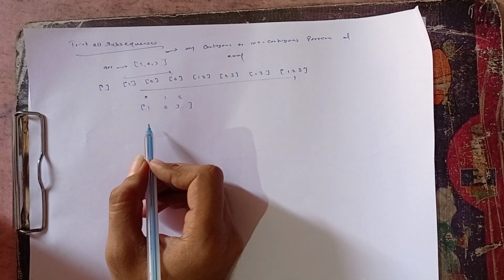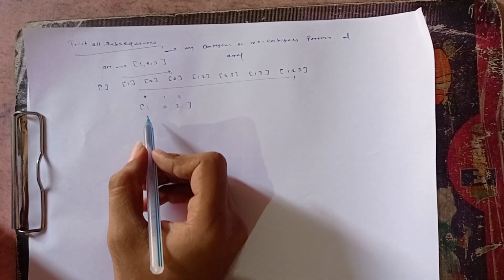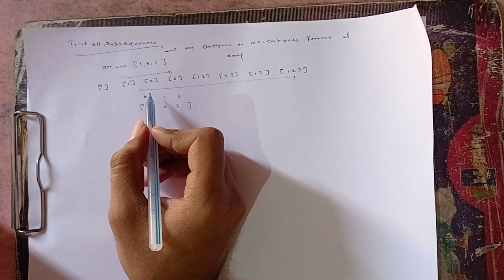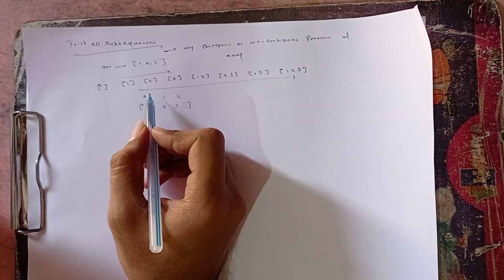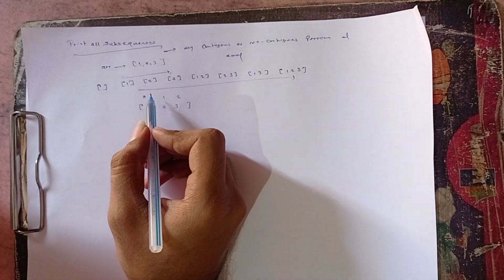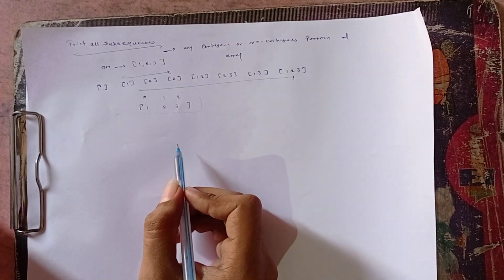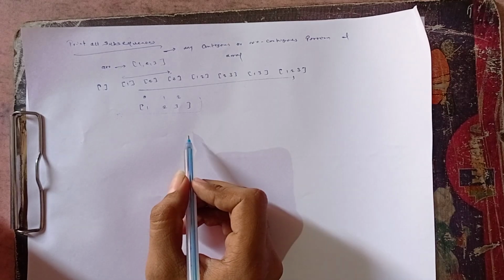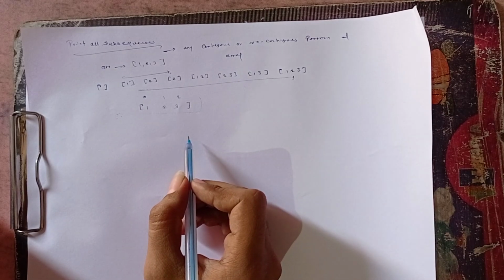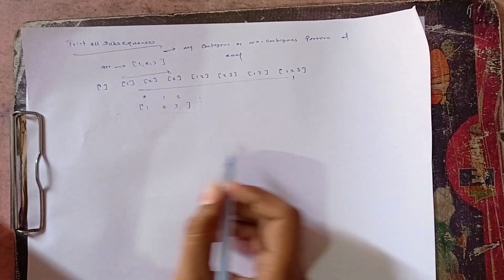So what is this? I'm simply going for a take and not-take approach. For every possible index, I'll either take that index or not take that index, and I'll move forward to the next index. So this is my approach, using recursion, and you can also solve it using a power set. So let's try to solve it using recursion.